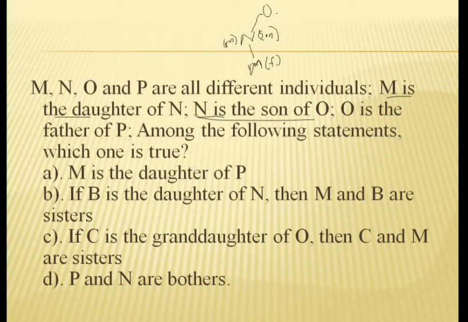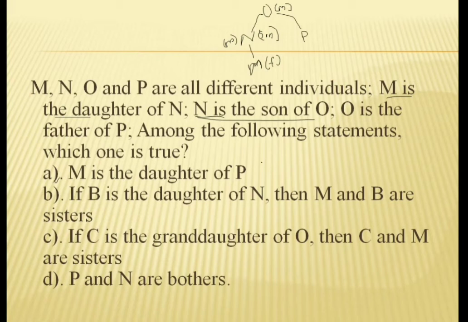Next, O is the father of P. So O is male again. That's all about the conditions. But P's gender is unknown here, right?